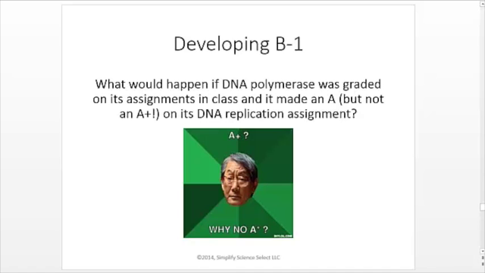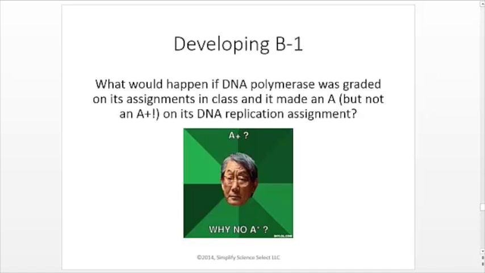Well, let's think back to what I said earlier. DNA polymerase, on average, can do a billion pairings in a row and only make one mistake. Think about it in terms of your class. If you did 100 problems in a row and only made one mistake, you'd get a 99%. We consider that to be an exceptional score. Think how much better DNA polymerase is.